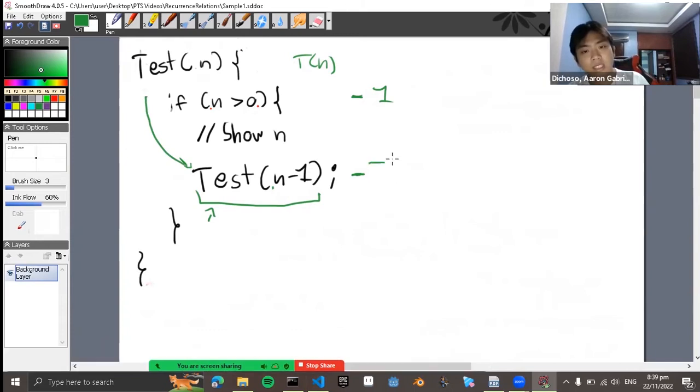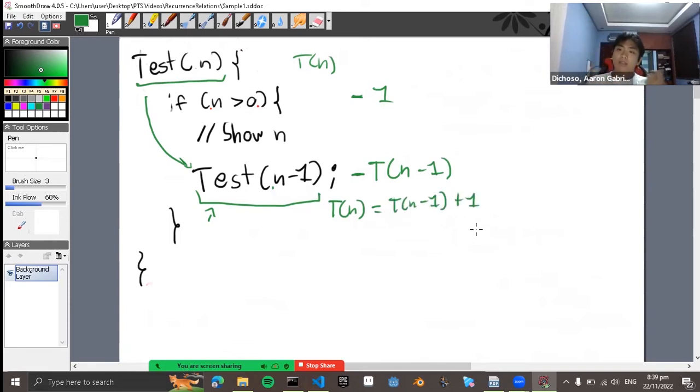So we can actually say it's t of n minus 1, because it's defined by the function itself. It is a recursive call. Therefore, we could just say t of n minus 1. And just like that, when we add those together, you get t of n equals t of n minus 1 plus 1. So that is our recursive call. That is what happens when n is greater than 0. Well, what would happen if n is less than or equal to 0? It's the opposite.